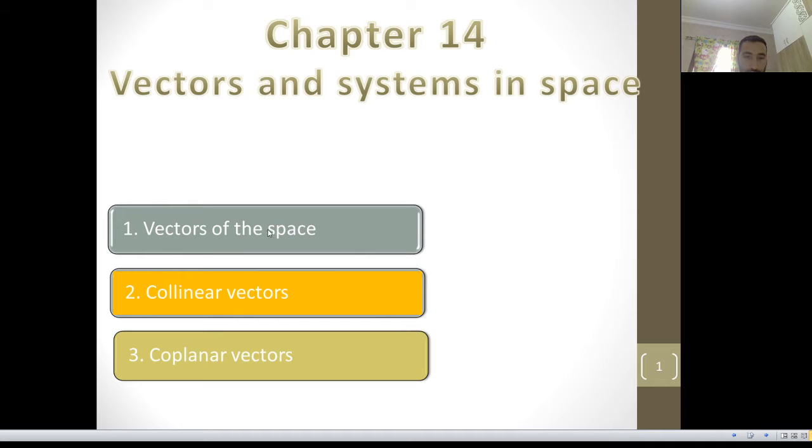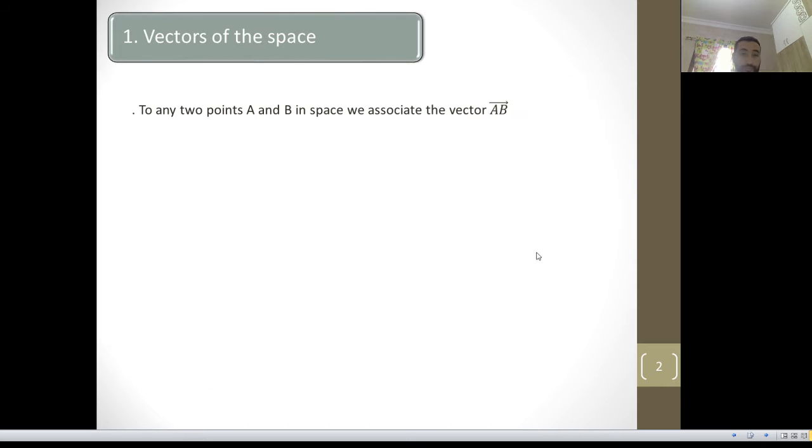First point vectors of the space. Second point collinear vectors and third point coplanar vectors. Okay. Let's start by vectors in space.